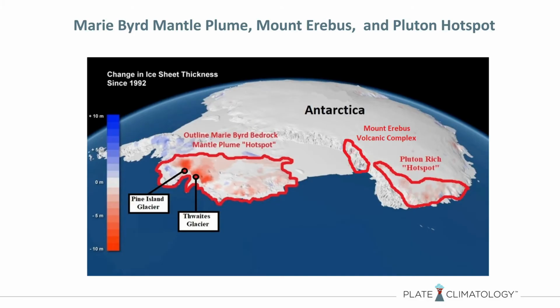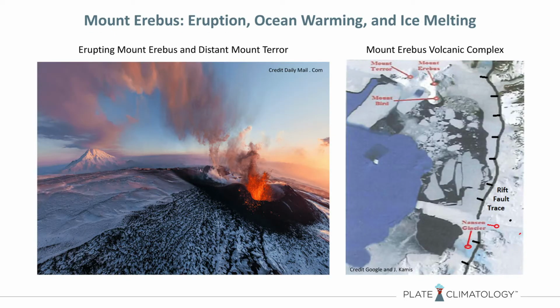Now we're going to move farther south. Still on this image, you see the area that's marked the Mount Erebus volcanic complex. We're going to skip over to that. This is Mount Erebus on the left side. Not an image that you would normally associate with Antarctica. Mount Erebus and the volcanic complex which it's involved in, which is 275 miles long and 150 miles wide, is a very active volcanic platform.